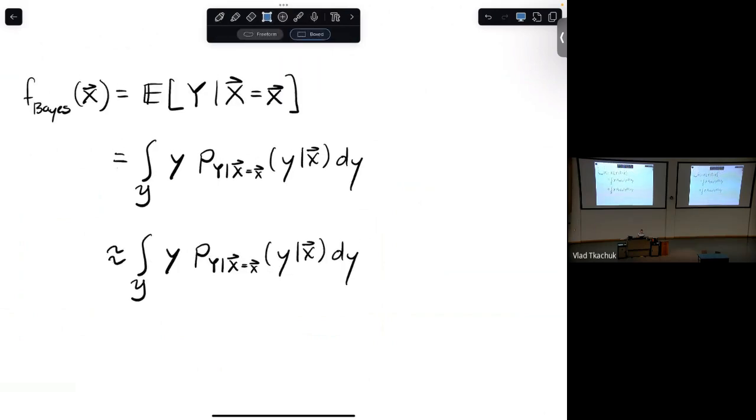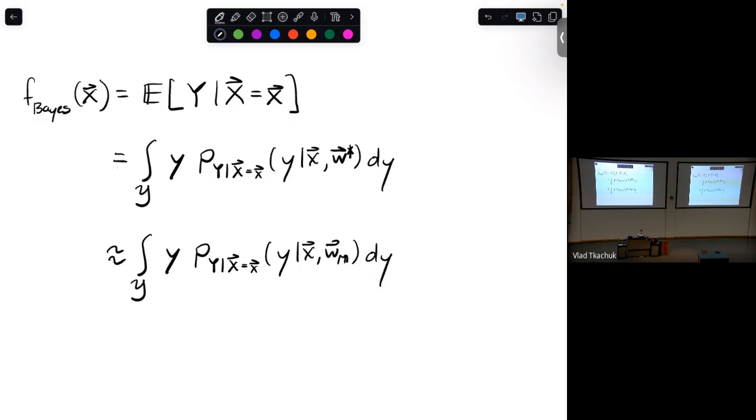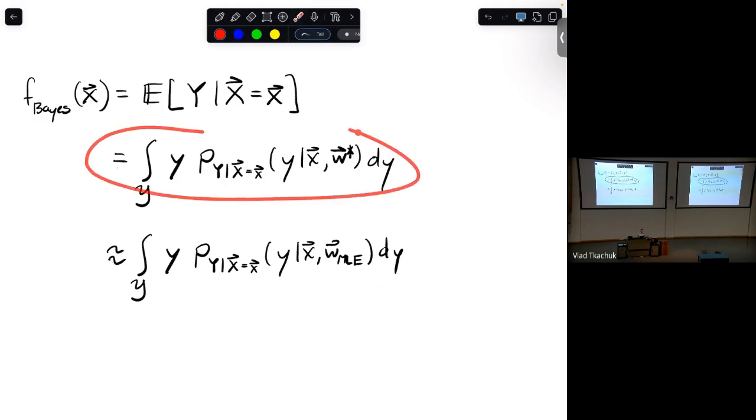And maybe one other way to write this is: above, we made the assumption that this was the PDF for W star, based on W star. That's the true PDF. We made an assumption of what it was. And now we're replacing it with our estimate of W star, W MLE. That's just an estimate of this integral because we've replaced the above with the below.